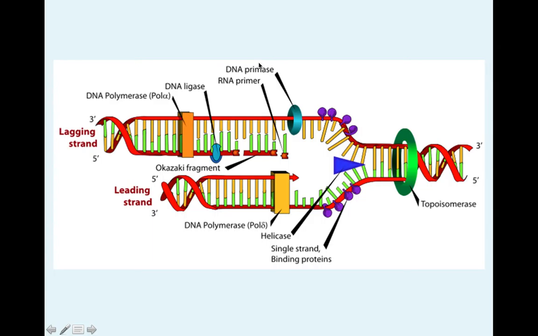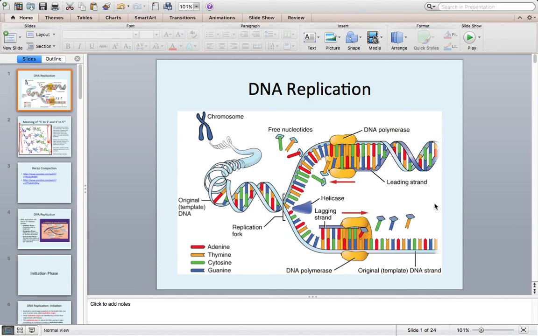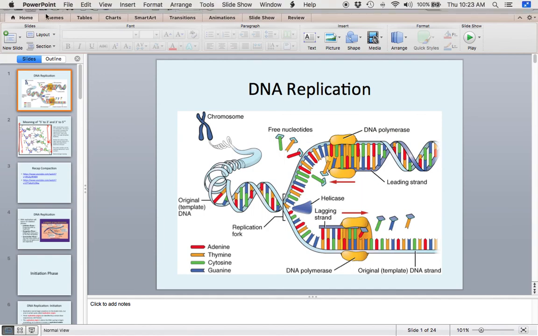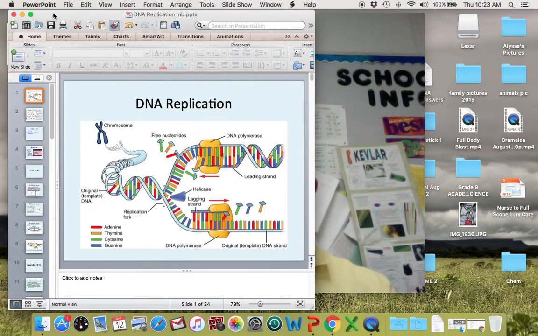You should know what the job is of all of these things: DNA primase, DNA primer, ligase, polymerase. Is this polymerase 1 or is it 2 or is it 3? Helicase, single strand binding proteins, topoisomerase or gyrase. Okay. And that's the lecture on DNA replication.